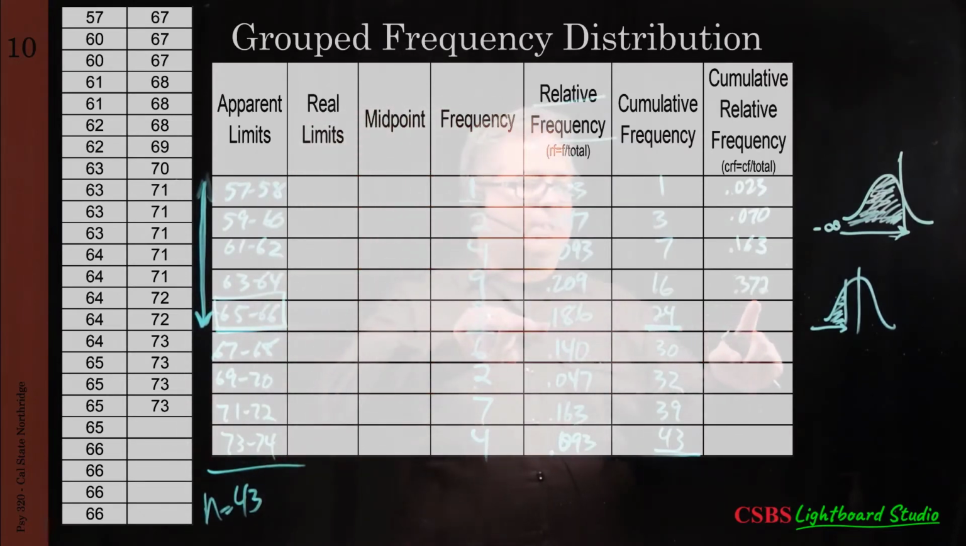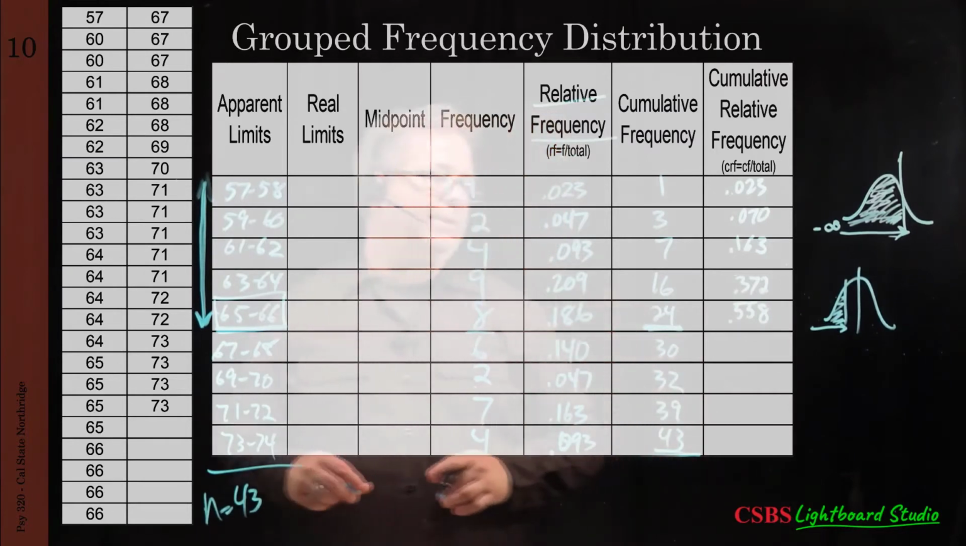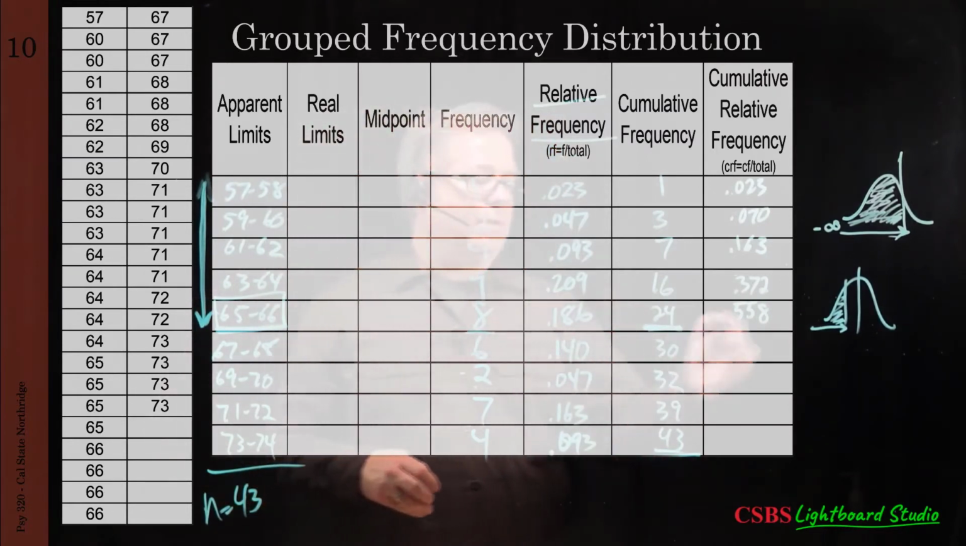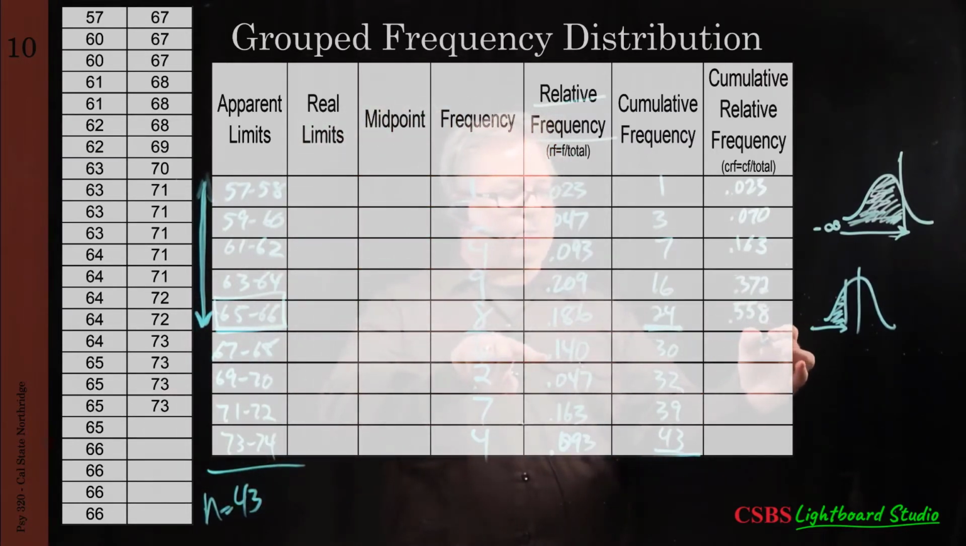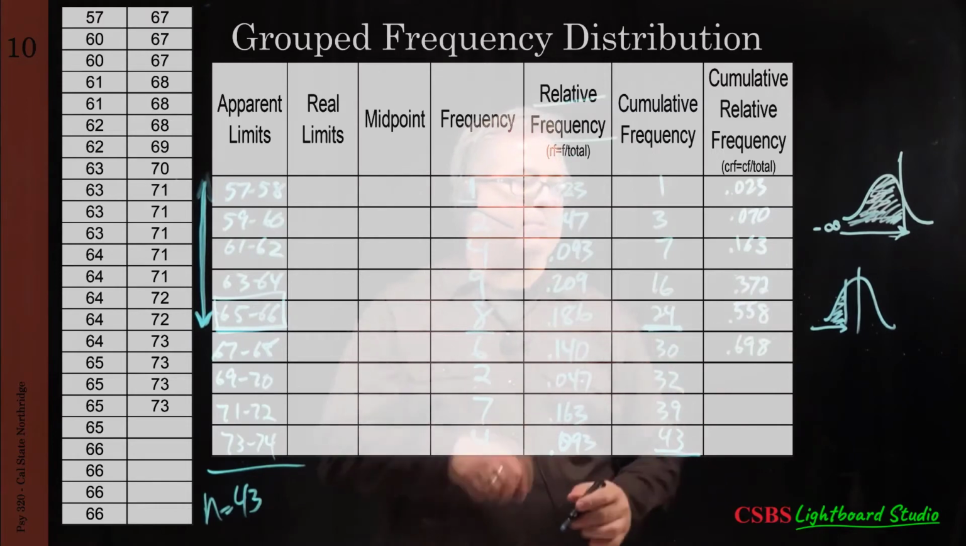0.372 and 0.186. 2 and 6 is 8. 7 and 8 is 15. 3 and 1 is 4, plus the extra 1 is 5. 0.558. 0.558 plus 0.140 makes this 8. 4 and 5 is 9. 5 and 1 is 6. 0.698.